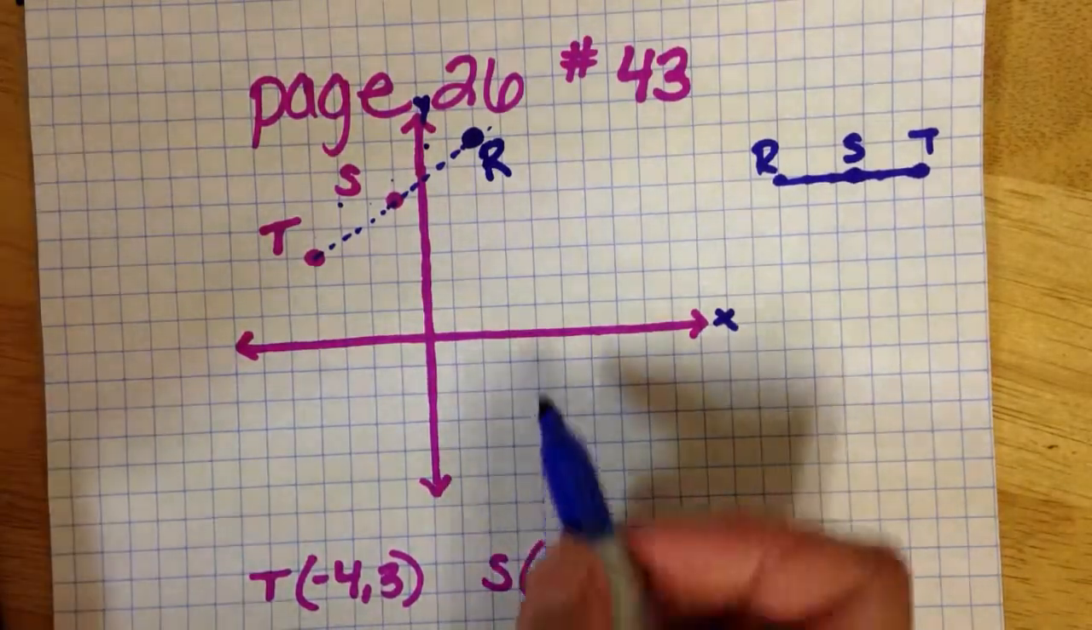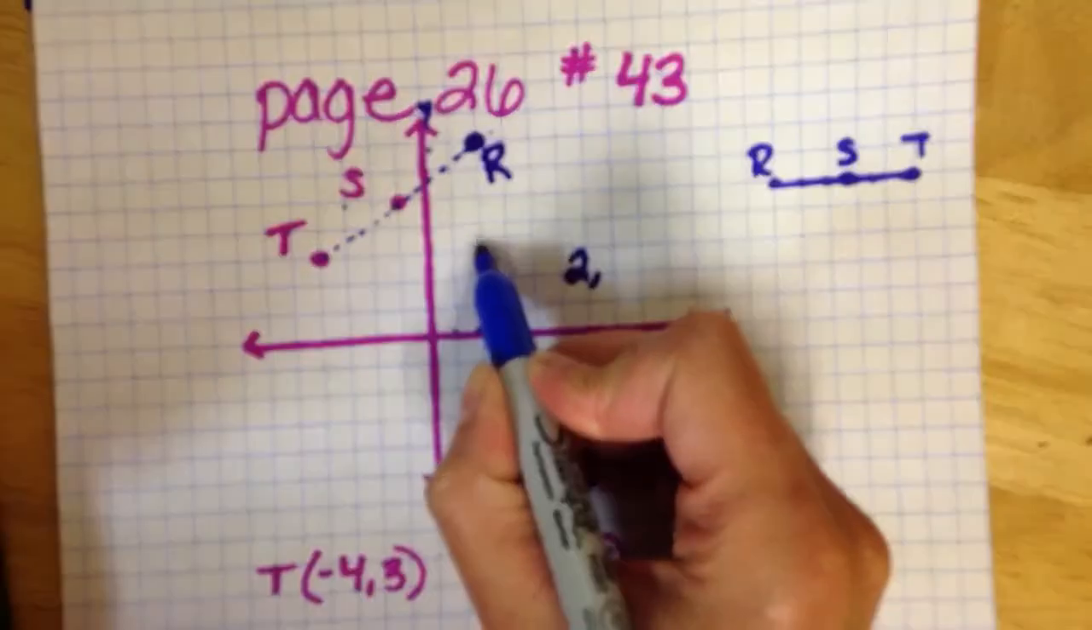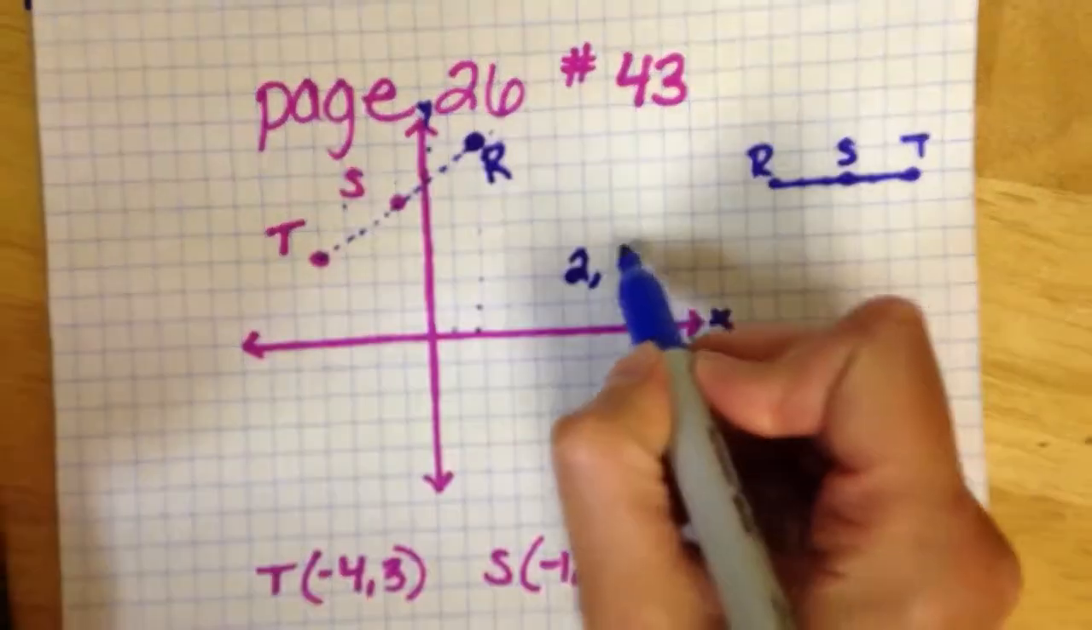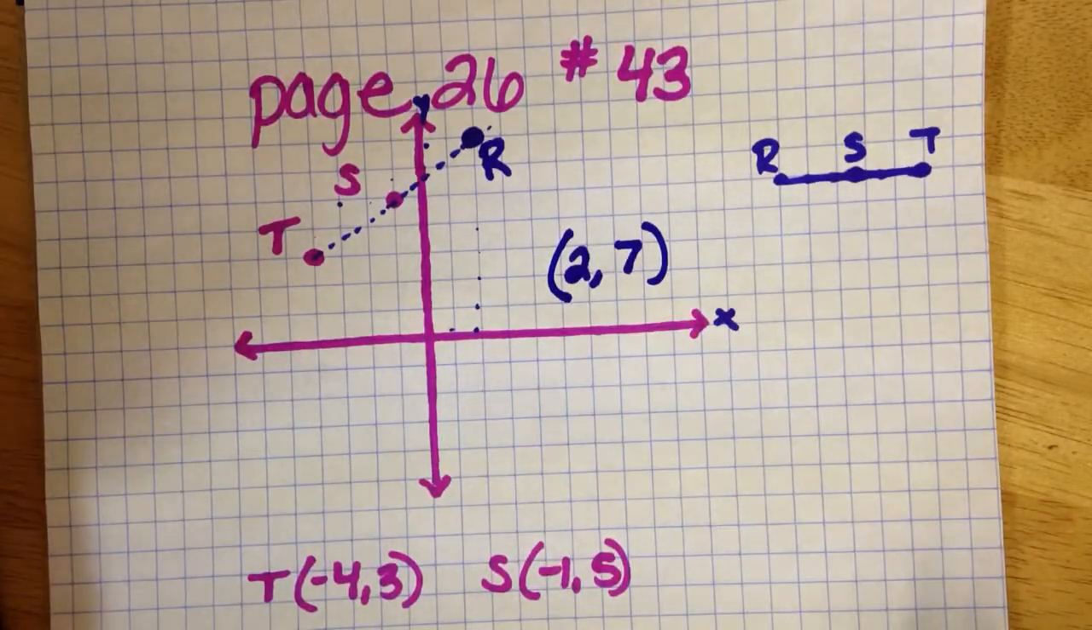And then it needs the ordered pair. So the ordered pair would be 2, 1, 2, 3, 4, 5, 6, 7. So 2, 7 would be the ordered pair.